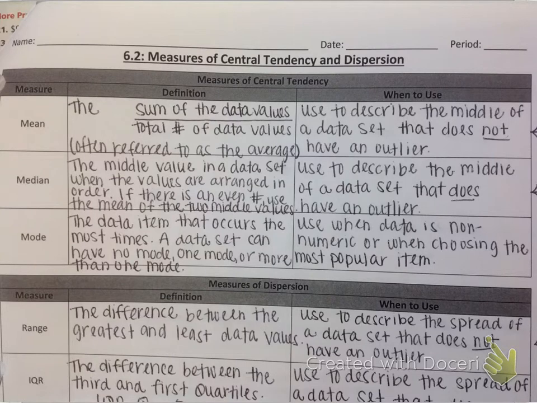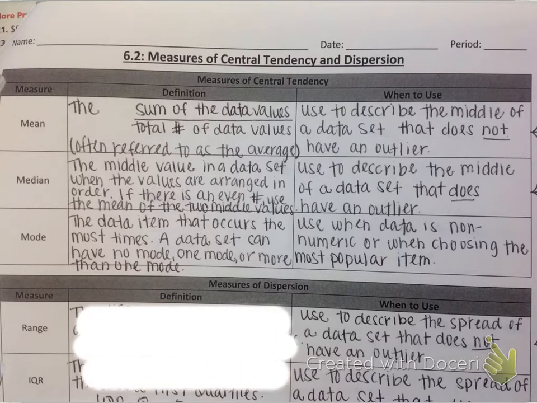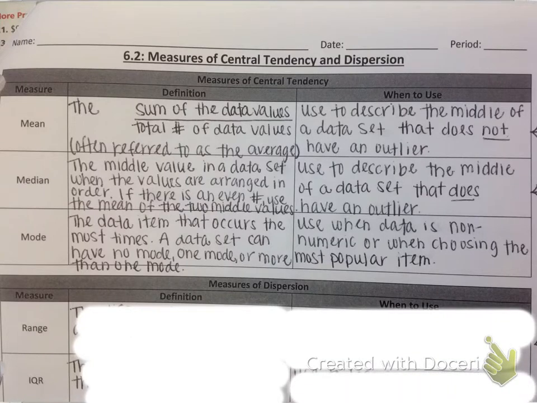So let me really quick black out range because I don't want you filling that out yet. And IQR because we're going to fill that out tomorrow. Okay? So we're just talking about mean, median, and mode right now.